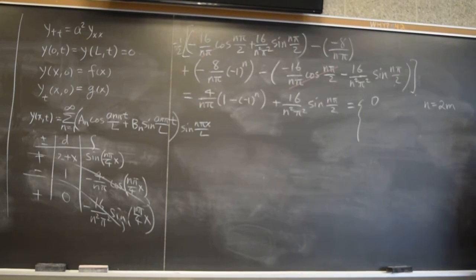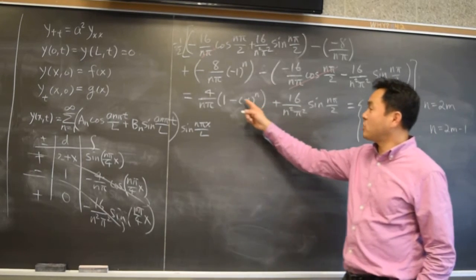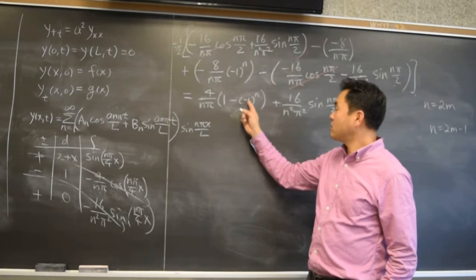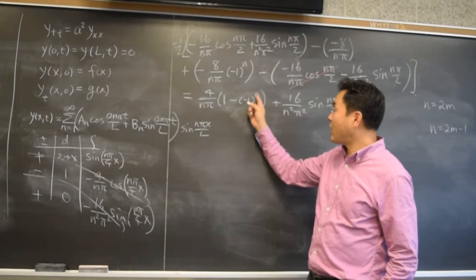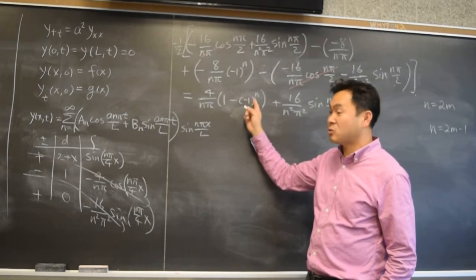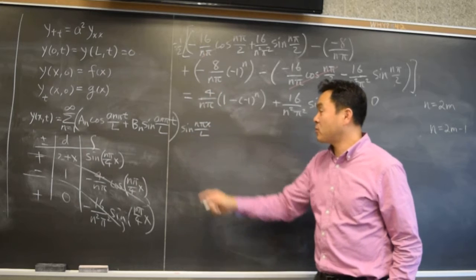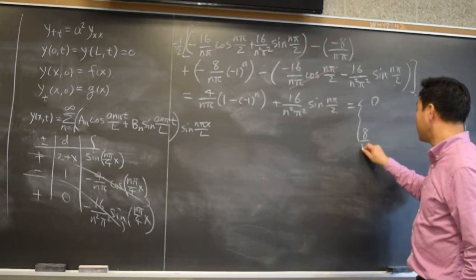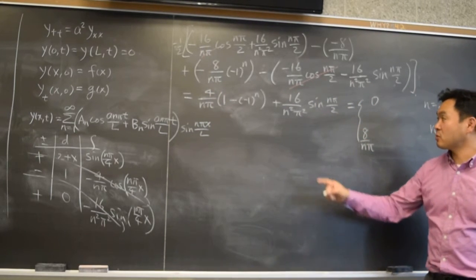Okay. Now, if n is 2m minus 1, what's going to happen? This will be an odd power. If it's an odd power, it's negative 1. 1 minus negative 1 is positive 2. 2 times 4 is 8 over n pi. That's what you get for the first one.